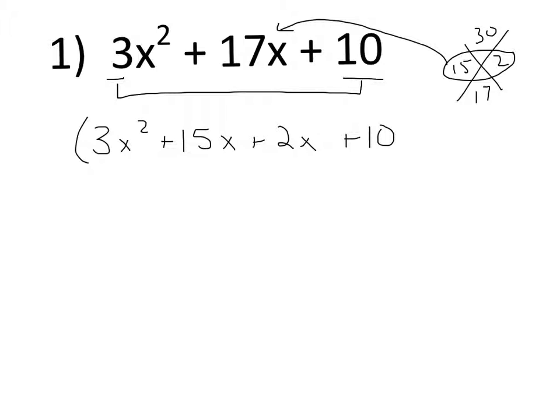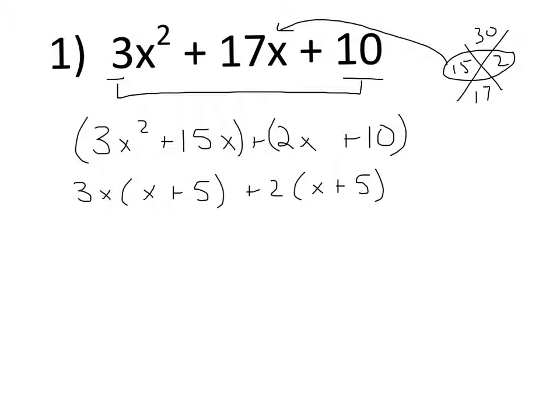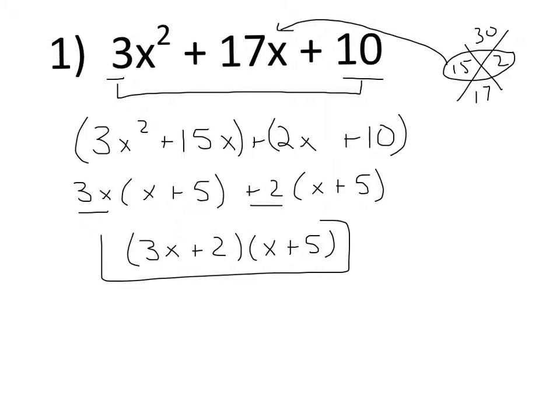All right, now that you have 4 terms, we group, pull out a 3x, and you have x plus 5. On the second grouping, pull out a 2, and you get x plus 5 again. And remember, those insides need to match, so that's a good thing. We then rewrite the outsides together so that 3x plus 2 becomes one factor, and x plus 5 is your other factor. And that will be your final solution.